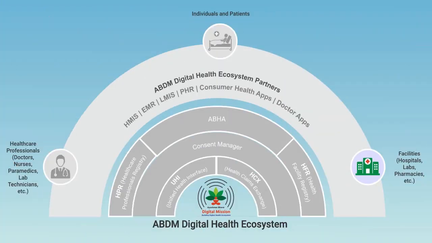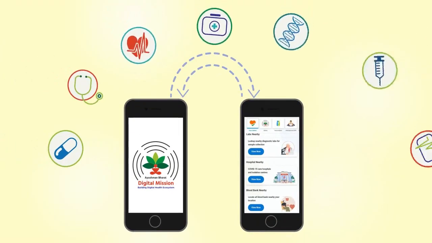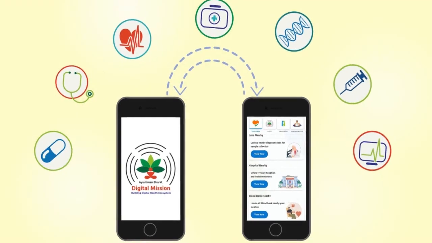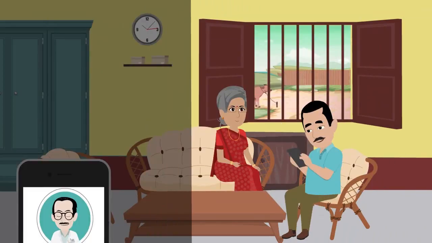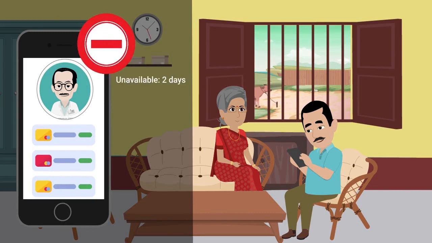Let's now learn about the last key component of ABDM, the Unified Health Interface, UHI. UHI is an interface for interoperability, allowing different applications to interact and exchange information. Let's understand it with an example. Rahul wants to get his mother's painful knee checked. He finds that the specialized doctor whom he regularly visits is unavailable for another 2 days.